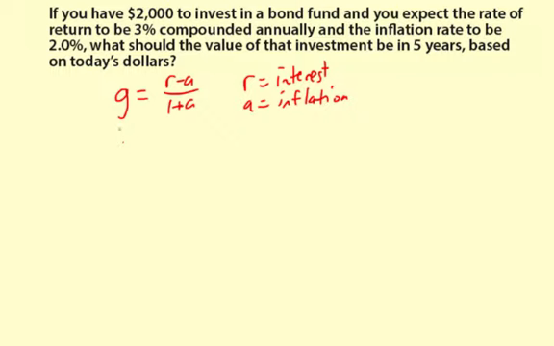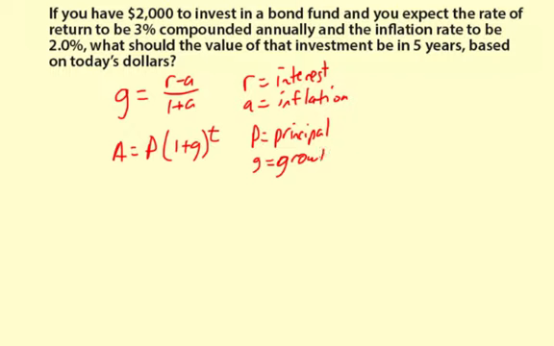The other formula, once we find out that growth rate, is this compounding formula, it's basically exponential growth. So the P is the principal, or the amount of money you start with, and the G is the growth rate. And the T is the time in years.